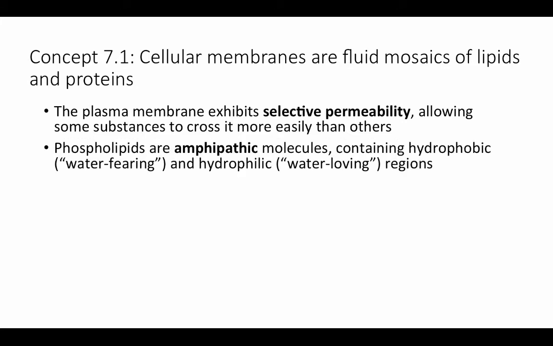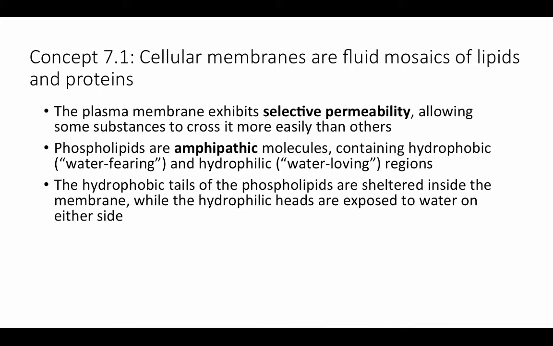As we know from our segment on lipids, phospholipids are amphipathic molecules. That means that they contain a hydrophobic and hydrophilic region. And this is very important to the structure of this membrane as a phospholipid bilayer. The hydrophobic tails of the phospholipids are sheltered inside the membrane, while the hydrophilic heads are exposed to water on either side. Because all of these heads are going to tend to try to be in contact with water, it's going to form a single layer of hydrophilic heads on the external surface, a single layer of hydrophilic heads on the internal surface of this membrane, being exposed to water on either side.